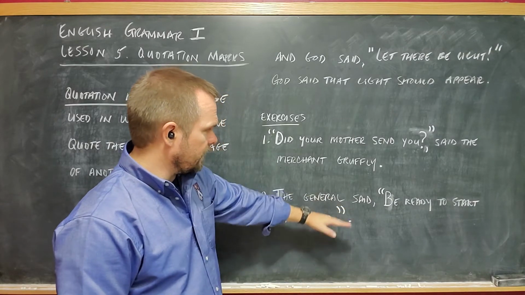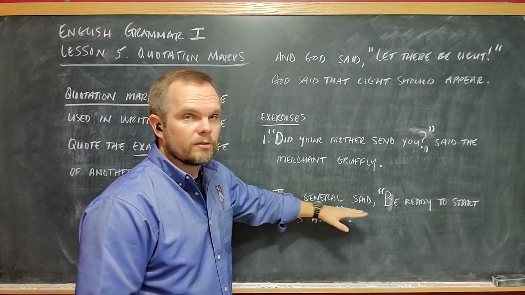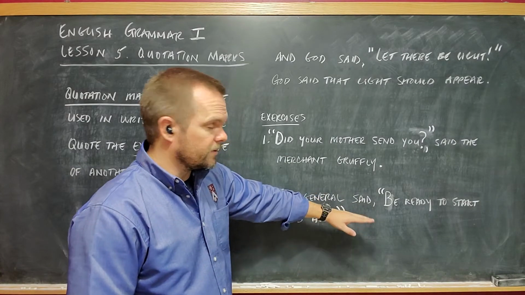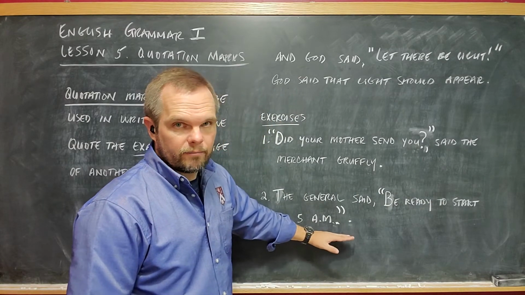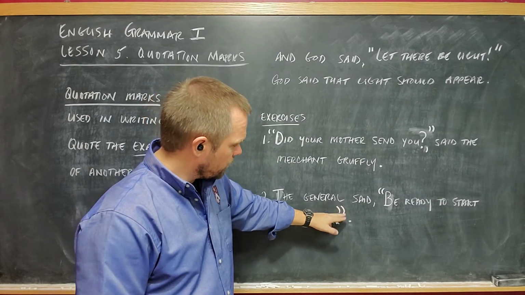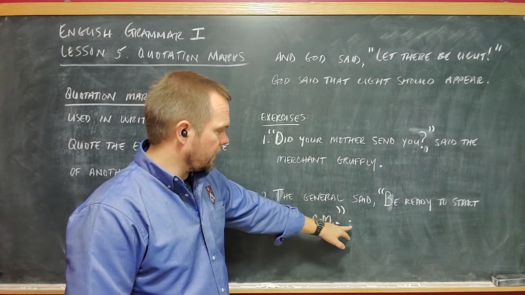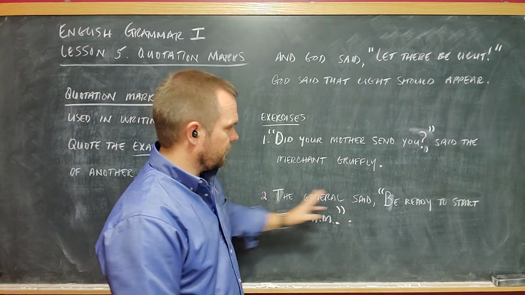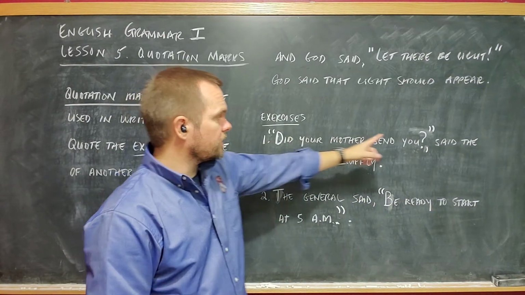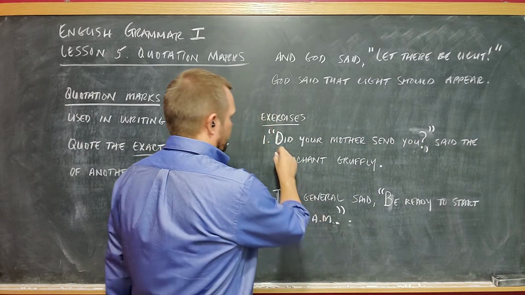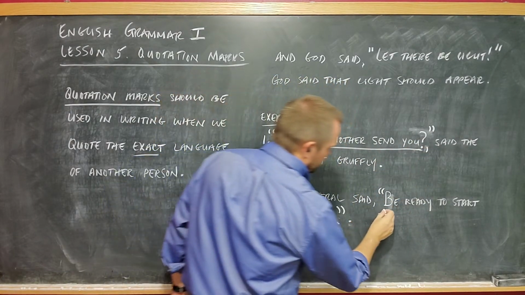The general said, comma, shows us a pause. The general said, "Be ready to start at 5 a.m.," period. Quotation marks mark the end of the quote, and then the period marks the end of this whole sentence. Okay? So quotation marks show us that the exact language of another person is being quoted.